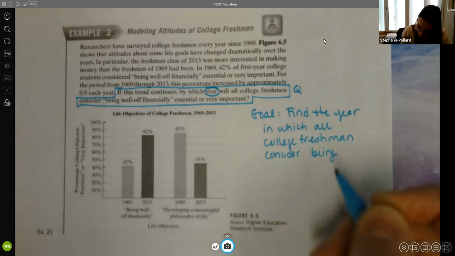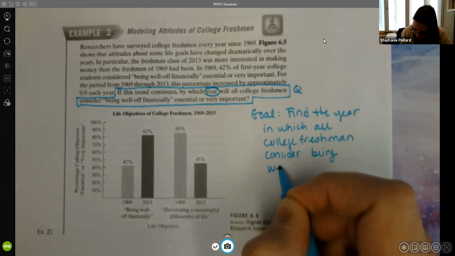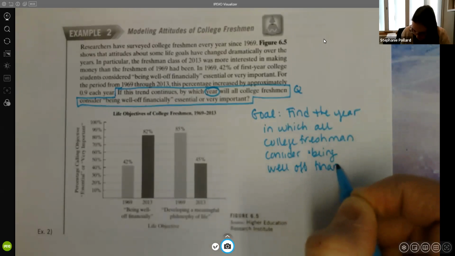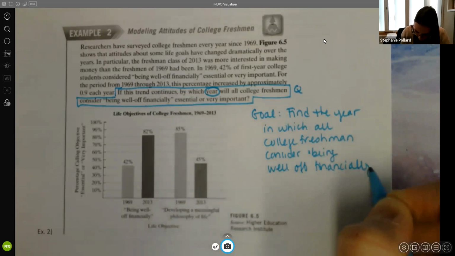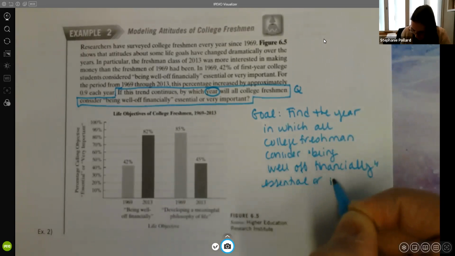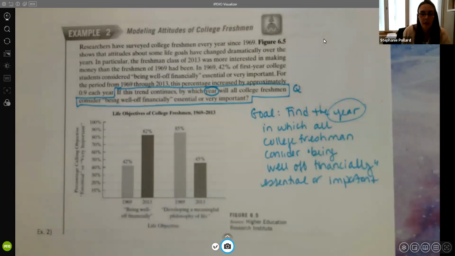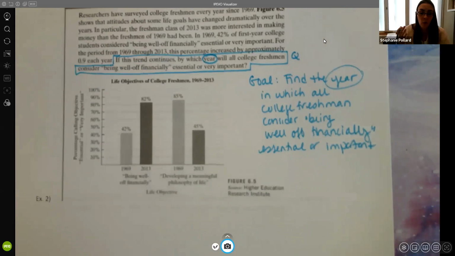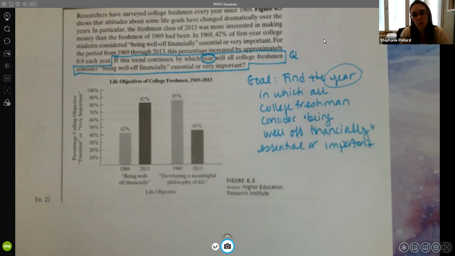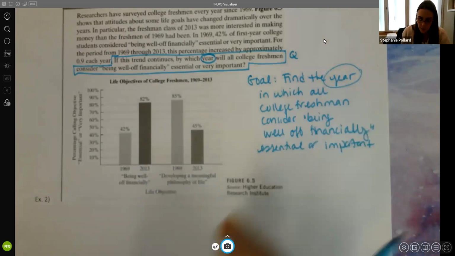So find the year in which all college freshmen consider being well off financially essential or important. Okay, so we're looking for a year here. Now, I only have one unknown. So if you have one unknown, it's easier because it points you in the direction of what your variable should be. So we're going to have our variable focused on the year.